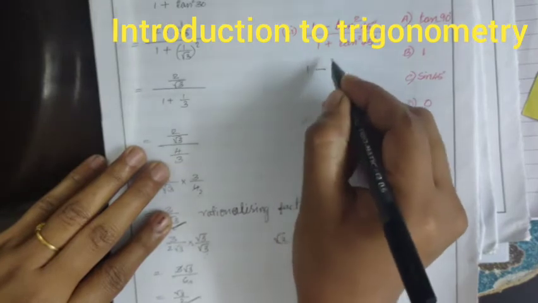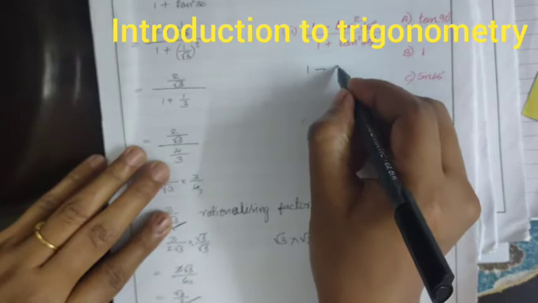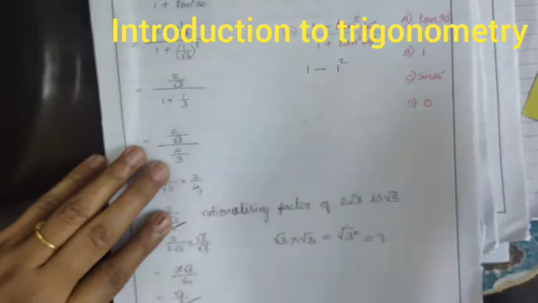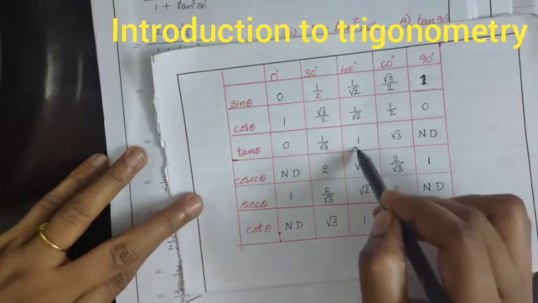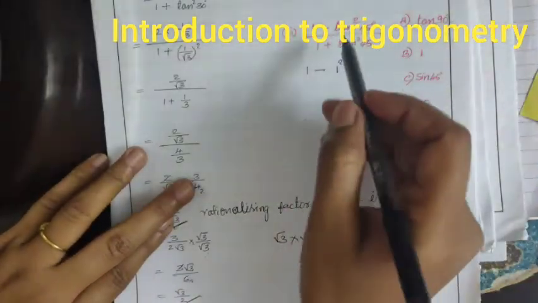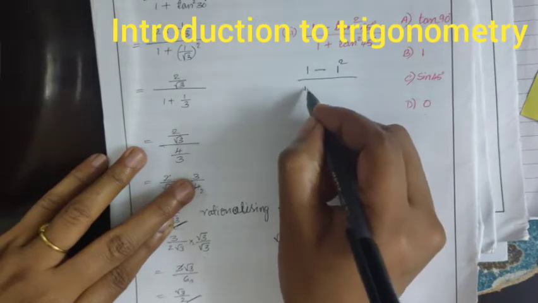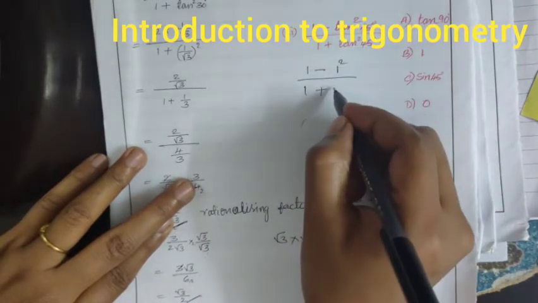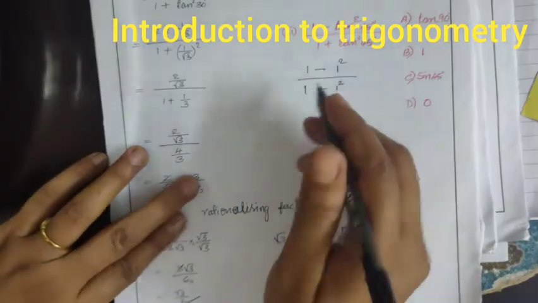Okay. So now write 1 minus tan 45 degree. Tan 45 degree value will be 1. So you can look at this chart once again. Tan 45 is 1. So here is the square, so write the square. So divided by 1 plus, again tan square is there. So that is tan square 45 degrees, 1 square.